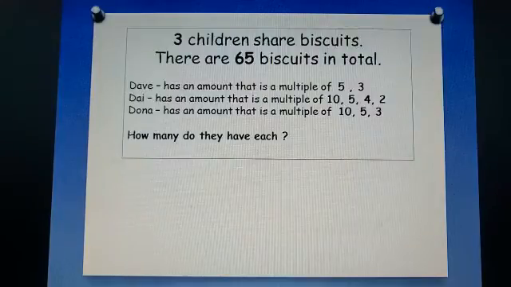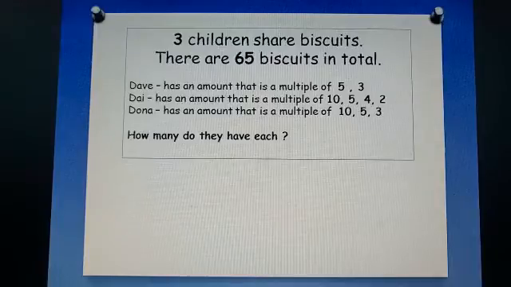So 3 children share biscuits. There are 65 biscuits in total. We need to find out how many biscuits each child has. The clues I've given you are: Dave has an amount that is a multiple of 5 and 3. Di has an amount that is a multiple of 10, 5, 4 and 2. And Donna has an amount that is a multiple of 10, 5 and 3.